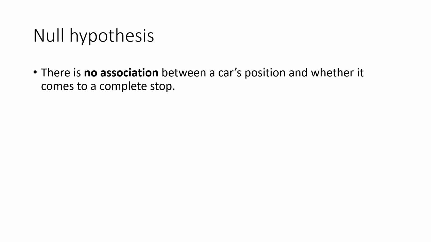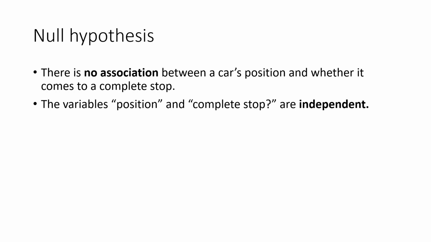There are three potential ways we could phrase our null hypothesis here. One way would be the same as we've done for two-proportion z-tests and two-sample t-tests, to say there is no association between a car's position and whether it comes to a complete stop. A similar version of this would be to say that the variables position and complete stop are independent. So independent is another way of saying that the variables are not related or not associated.